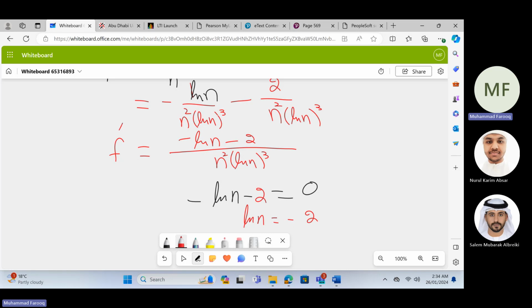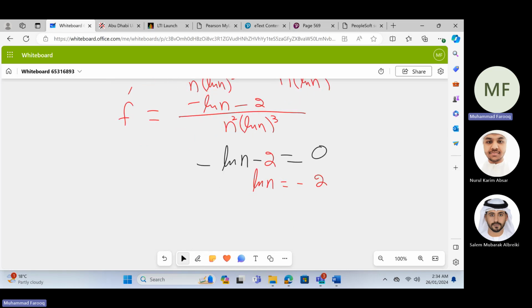How can I get it? Take e on both sides. When you take e on both sides, the ln cancels out. You get n, which is e to the power negative 2. Give me its value in decimal. It is 0.135.